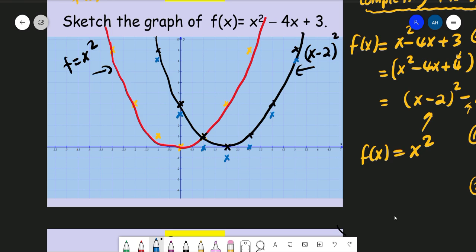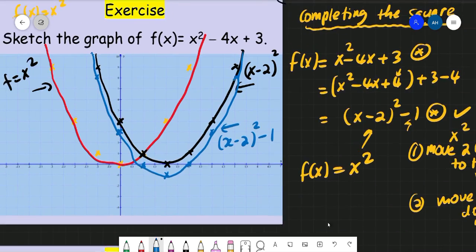So if we do that, we can join all these points together, like this. So this will be the answer that we are looking for. That is (x minus 2) squared minus 1. Roughly, the graph will look like that. So the answer is this one, the blue color graph.